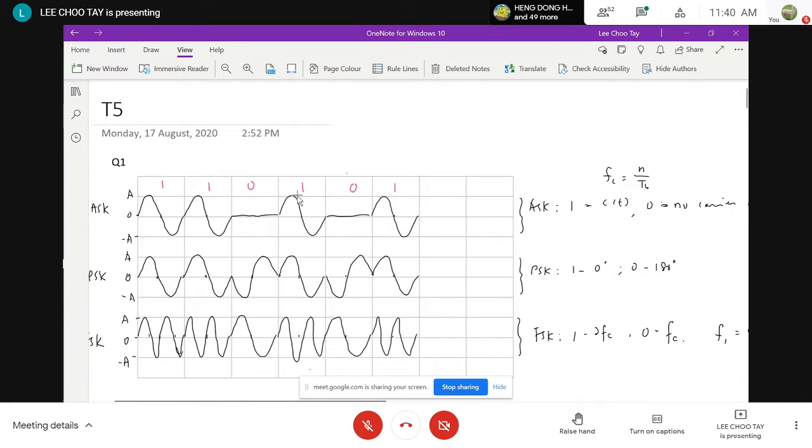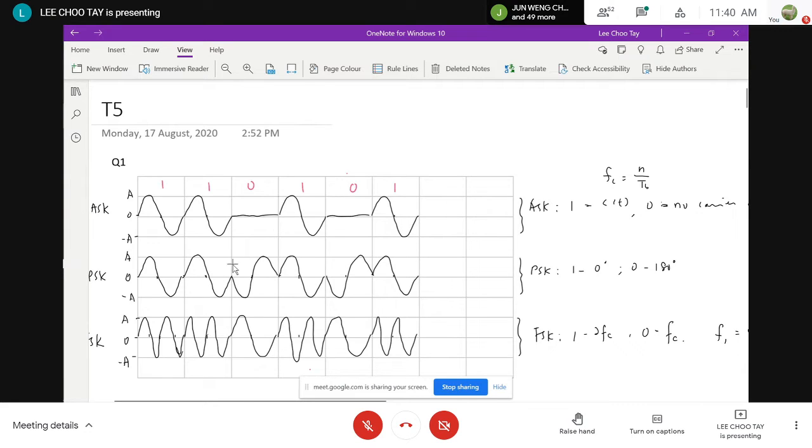All right, and then for PSK, I'm going to send a binary 1 with no phase shift. All right, and binary 0, I send with 180-degree phase shift. So again, I'm going to use the sine wave to send a binary 1. I just send 1 sine wave, 0-degree phase shift. But for binary 0, I'm going to send the sine wave with the 180-degree phase shift.